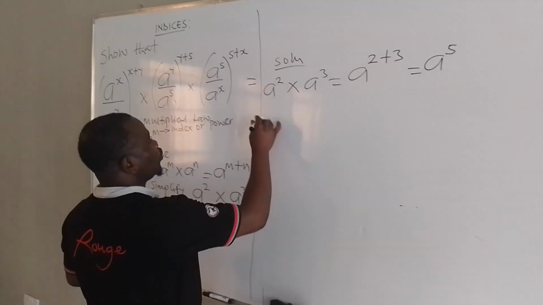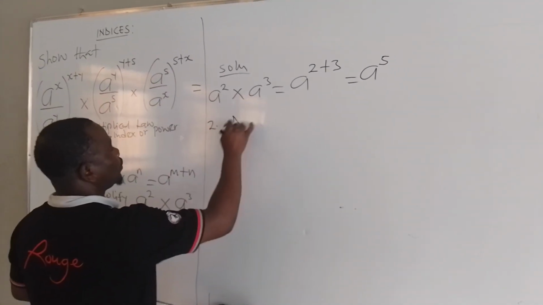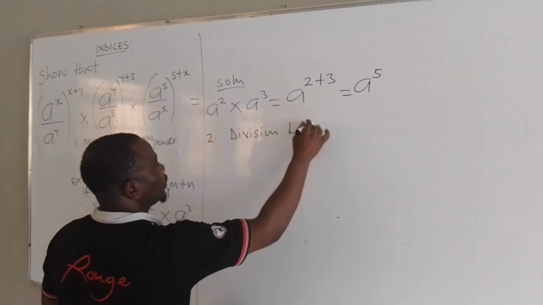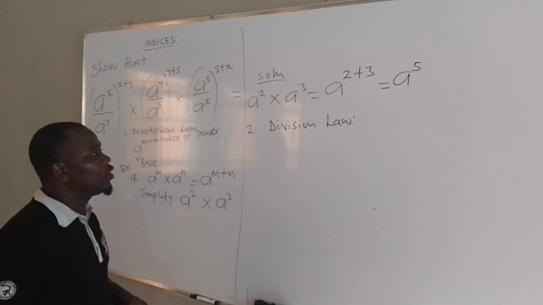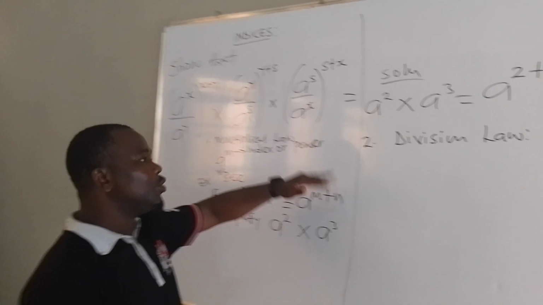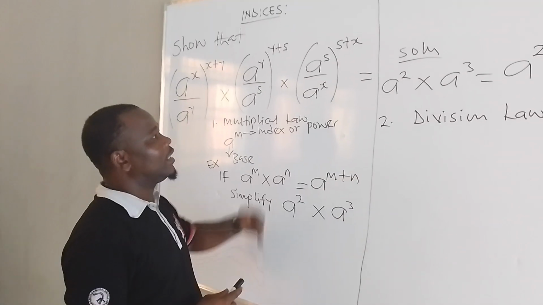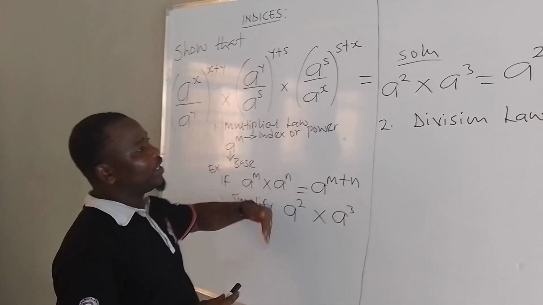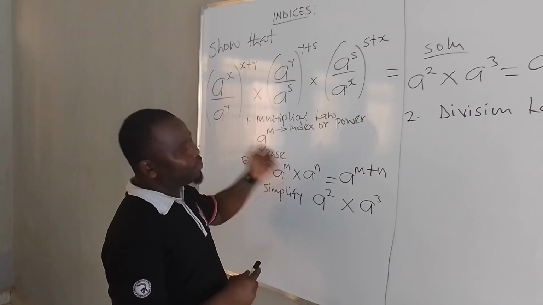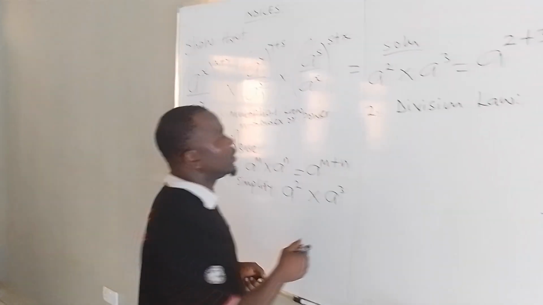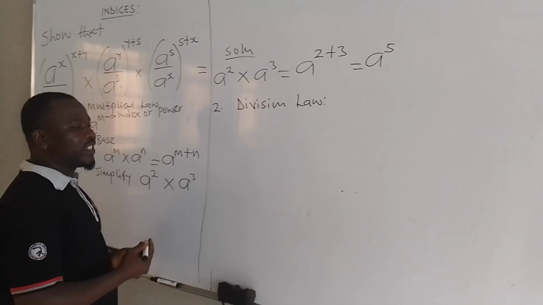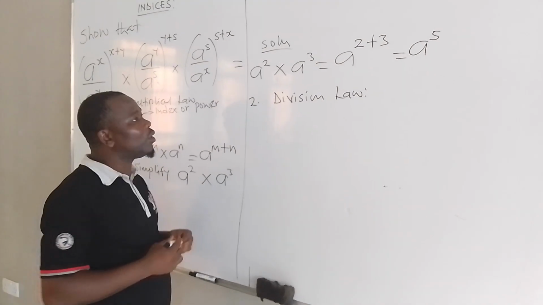Now let's look at 2, the division law. I hope you are following. The division law, because we want to solve this problem, so we need to know this. Is that clear? And I'm going to tell you where the division or multiplication law appears. Is that clear? Okay. The division law is the opposite of the multiplication law.